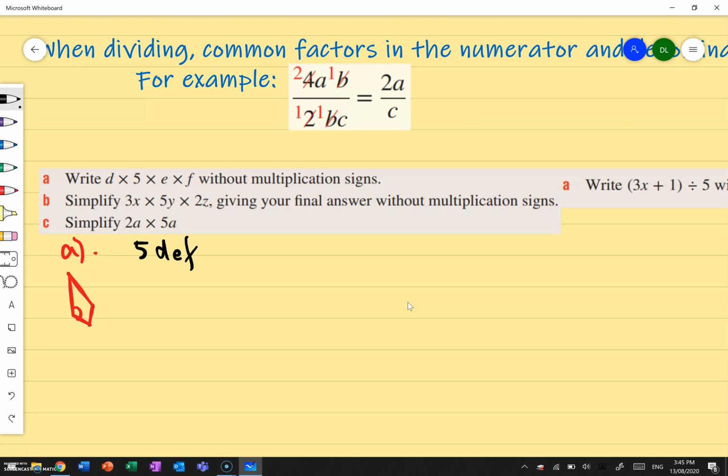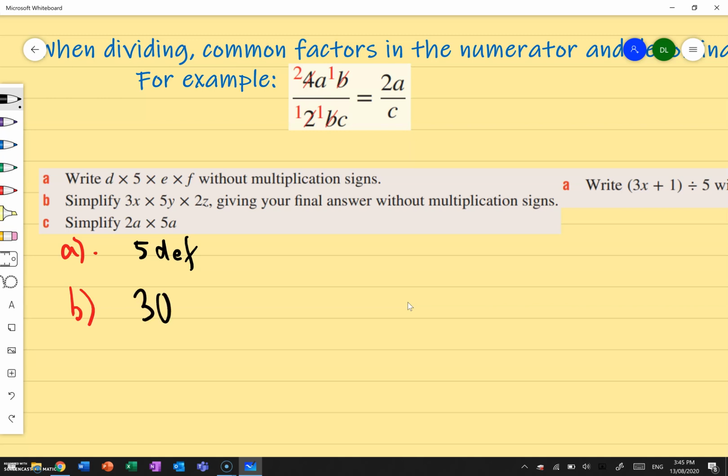For B, it says simplify 3x times 5y times 2z, giving your final answer without multiplication signs. So this one's a little bit more difficult. I'm going to purely focus on the numbers first. So I've got 3 times 5 times 2. I know 3 times 5 is 15, and 15 times 2 gives me 30. So the 3, 5, 2 multiply to give me 30.